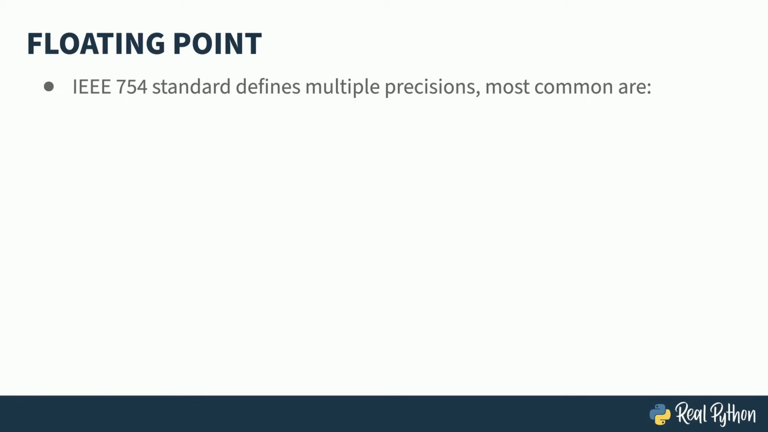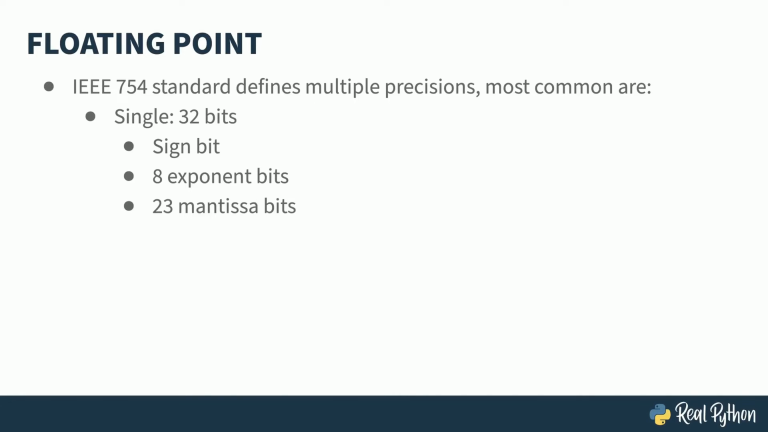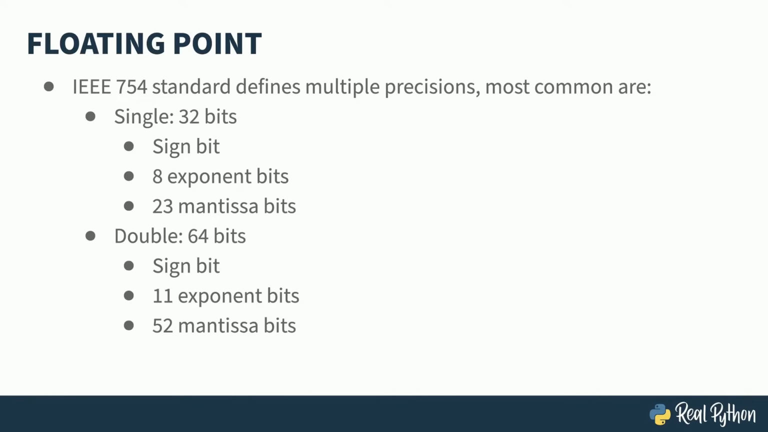The standard defines several variations. The two most common precisions are single float, which is stored as 32 bits or 4 bytes, with a sign bit, 8 bits for the exponent, and 23 bits for the mantissa, and a double float, which is stored as 64 bits or 8 bytes, still with a single sign bit, 11 bits for the exponent, and a whopping 52 for the mantissa.